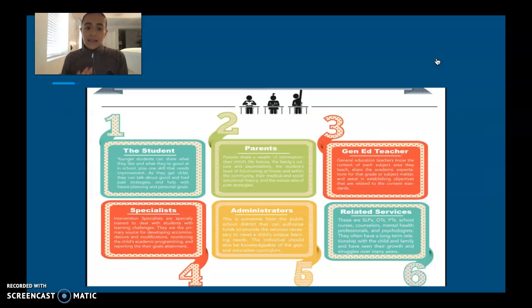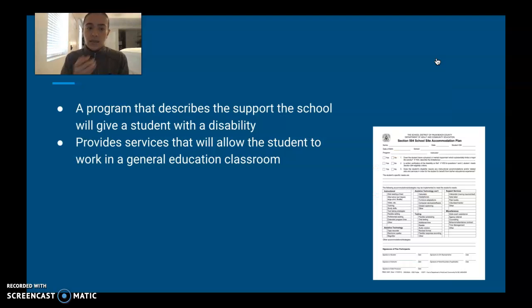And again, these are the team members. So there's the student, the parents, the general ed teacher, any specialist on the disability, administrators, and anybody who can offer related services to the disability. Again, it's more specific, it's more unique, it's more individualized. So more members are included to help the student succeed.